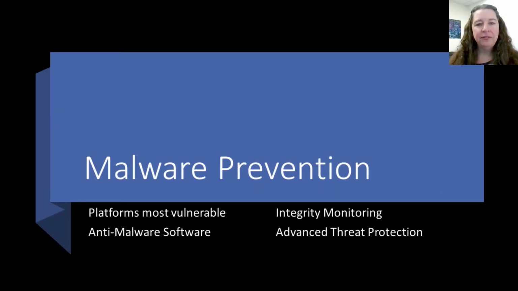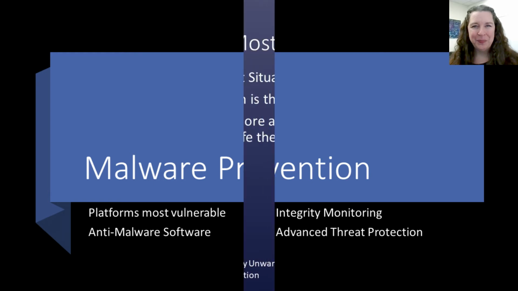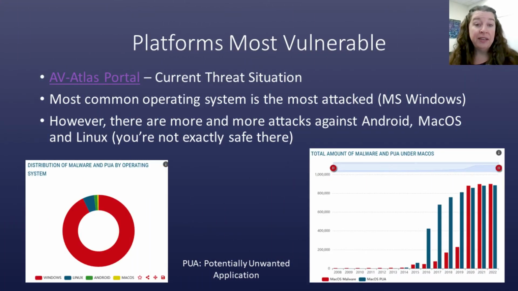We're now going to discuss different ways that you can protect yourself from malware, including which platforms are the most vulnerable, some anti-malware software, integrity monitoring, and some advanced threat protection. According to the AV Atlas portal, which has a link on your slides, the most common operating system, obviously, is going to be the most attacked, which is Windows. Microsoft Windows is generally somewhere between 80 to 90% of the attacks that are out there, for malware and potentially unwanted applications, PUAs, by operating system. That doesn't mean that there are no attacks against Linux or Android or macOS. It just means that they're not as common.